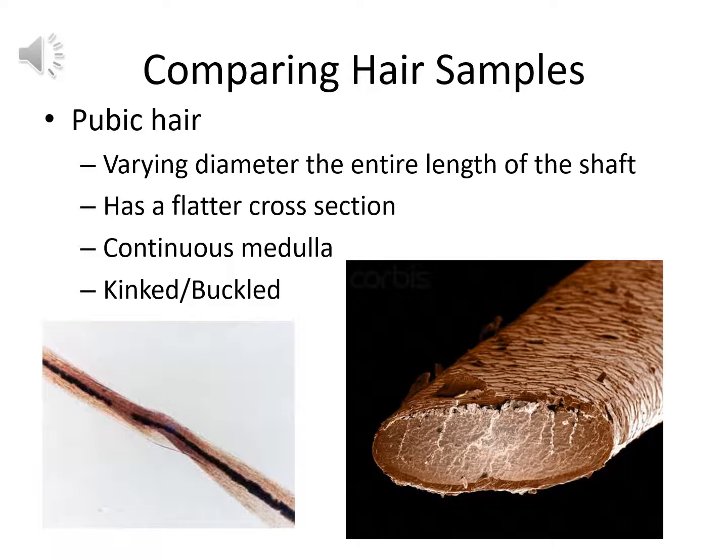I don't know if anyone's seen the old Kevin Bacon movie Tremors. It sort of gives that appearance here. Almost looks alien, but that's a human pubic hair under the microscope. There's typically continuous medulla here. Again, as opposed to head hair with Caucasians or people of recent African descent, where we tend not to see the continuous medulla, in pubic hair we do tend to see that across the races. And as I mentioned, it's kinked or buckled, and that's really a result of that varying diameter.